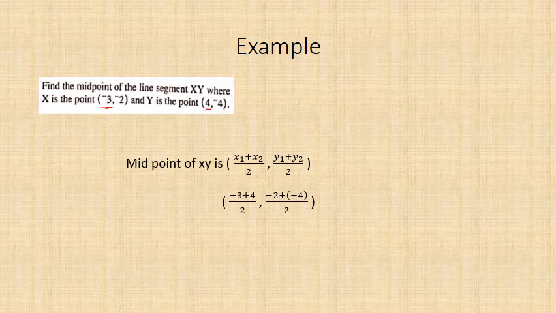And here for the y's, I will add -2 plus -4, so it's going to be -6, and then I will divide it by 2, so it's going to be -3. So here at the end I have the midpoint, half and -3. So I'm adding the x's and dividing by 2, and adding the y's and dividing by 2.